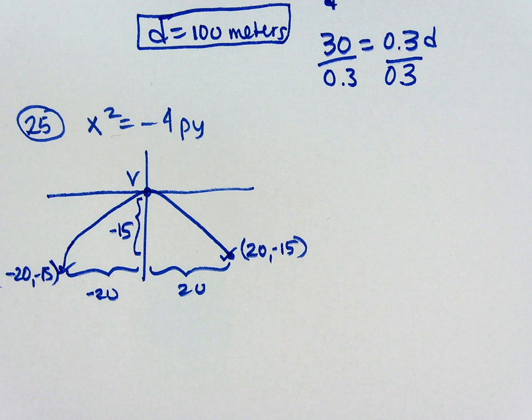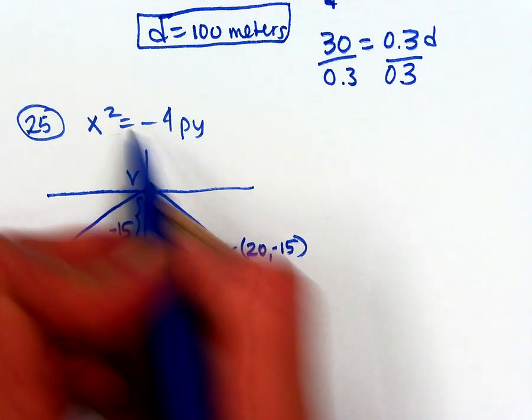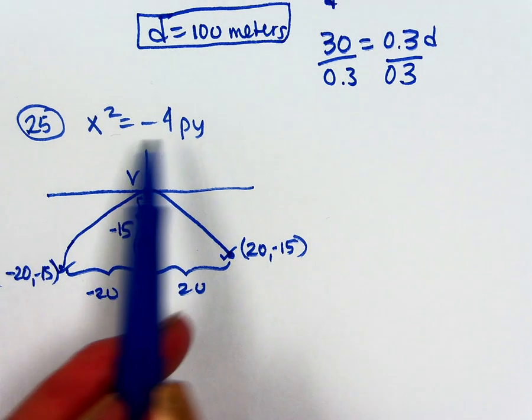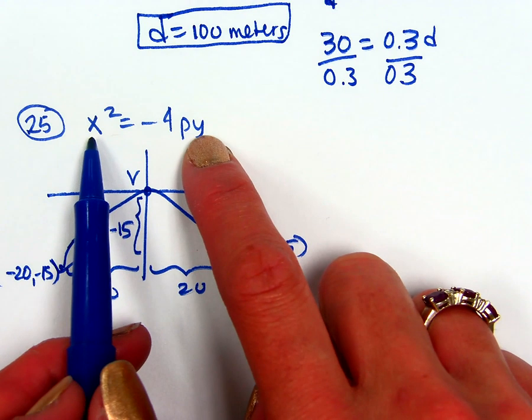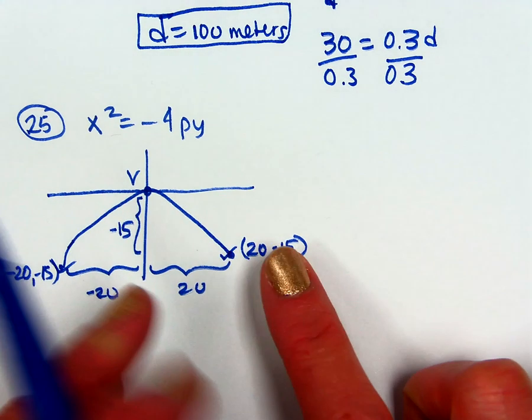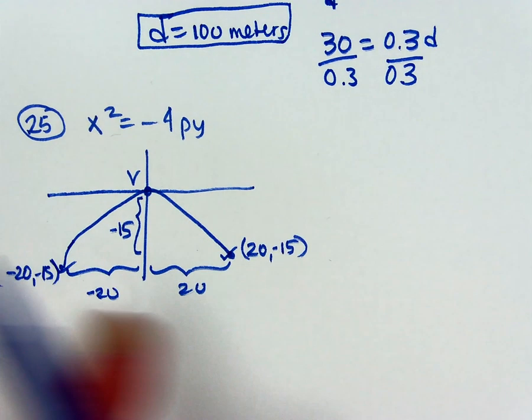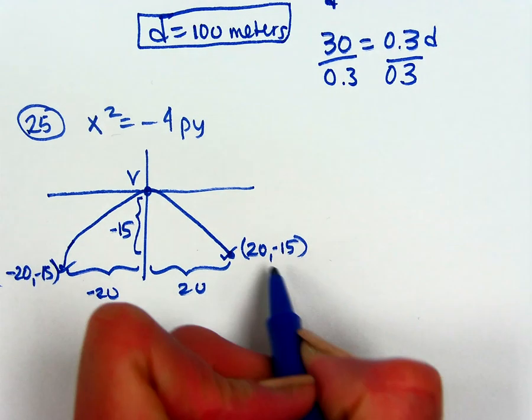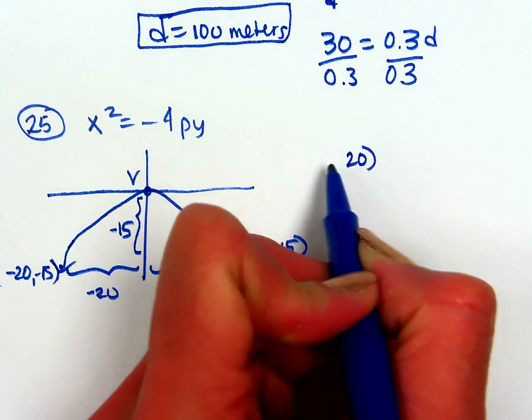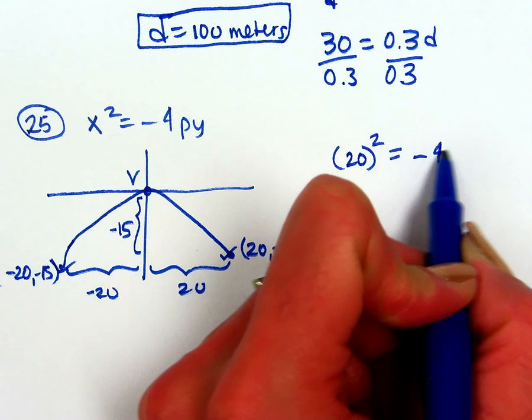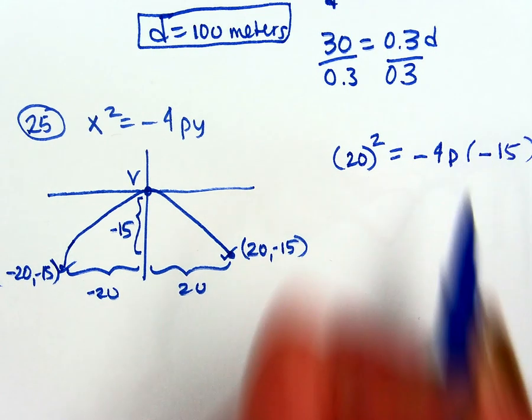All right, so now we need to come up with an equation in this format. I know 0, 0 is my vertex, so I don't need to change anything. But I need to put in either this point or this point for x and y. So I'm just going to go with this point. So x is 20, so I'm going to do 20 squared equals negative 4p times negative 15.